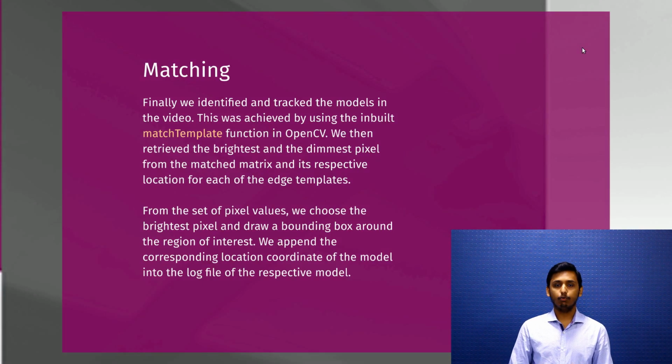Finally, the most important step was to detect and track the models in the video. We had to match the edge templates of the frame with the edge templates of the models we generated. To do this, we had the matchTemplate function of OpenCV to help us. So we retrieved the brightest pixel and the dimmest pixel from the match matrix and extracted the respective locations of them. Now from these set of bright pixels, we selected the brightest pixel out of them and drew a bounding box on the region of interest. We appended the location coordinate of the object into the respective log file of that particular model.